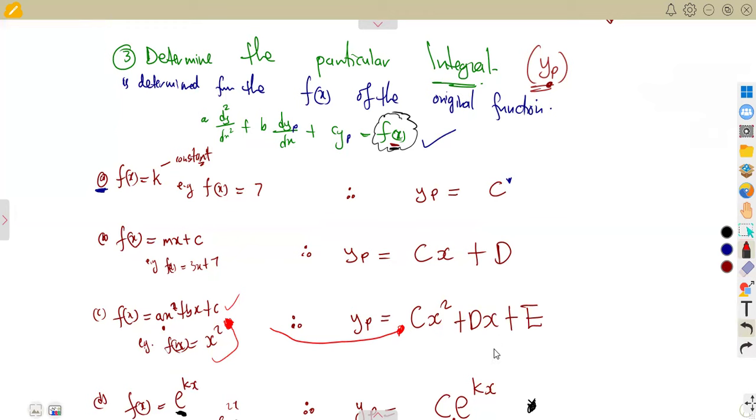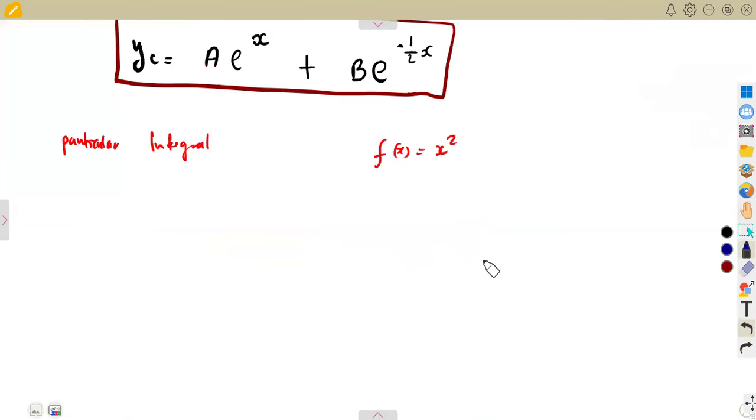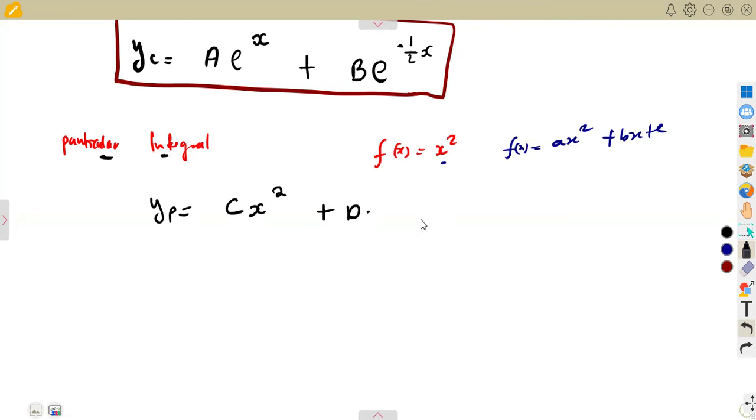I explained about starting from the letter c. It is because we have used letter a and letter b, so the next one to start with will be letter c. So it's a quadratic of the format ax squared plus bx plus c. Therefore, the particular integral in this case is going to be given as a quadratic also, which will be cx squared plus dx plus e.